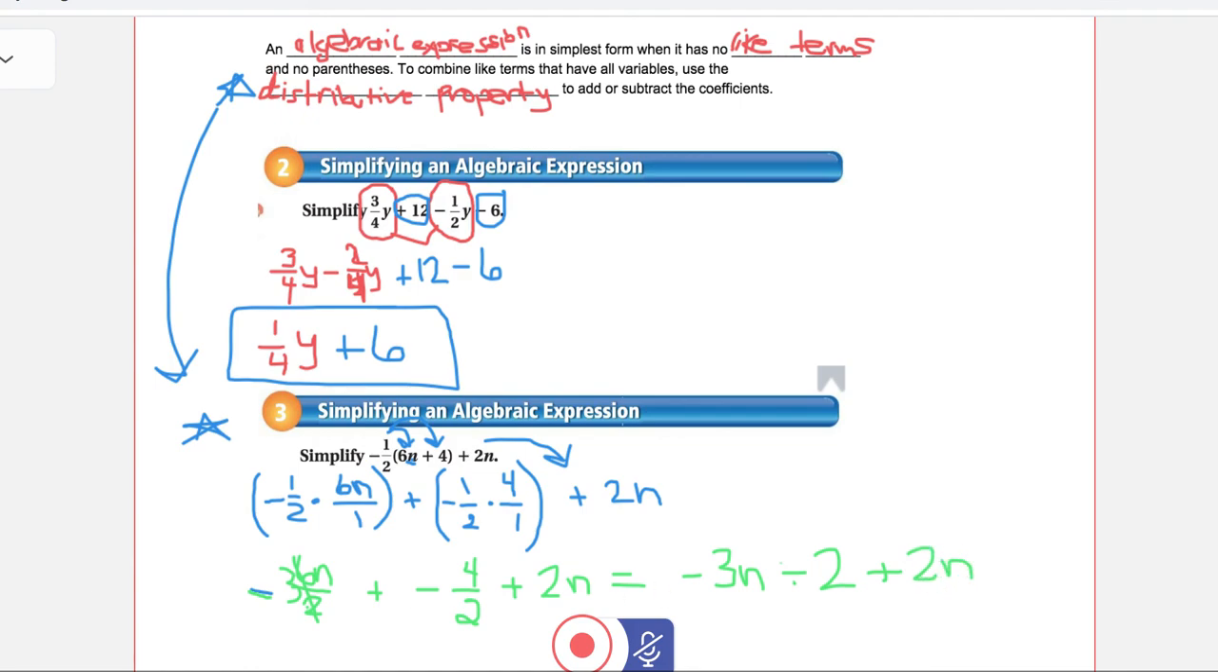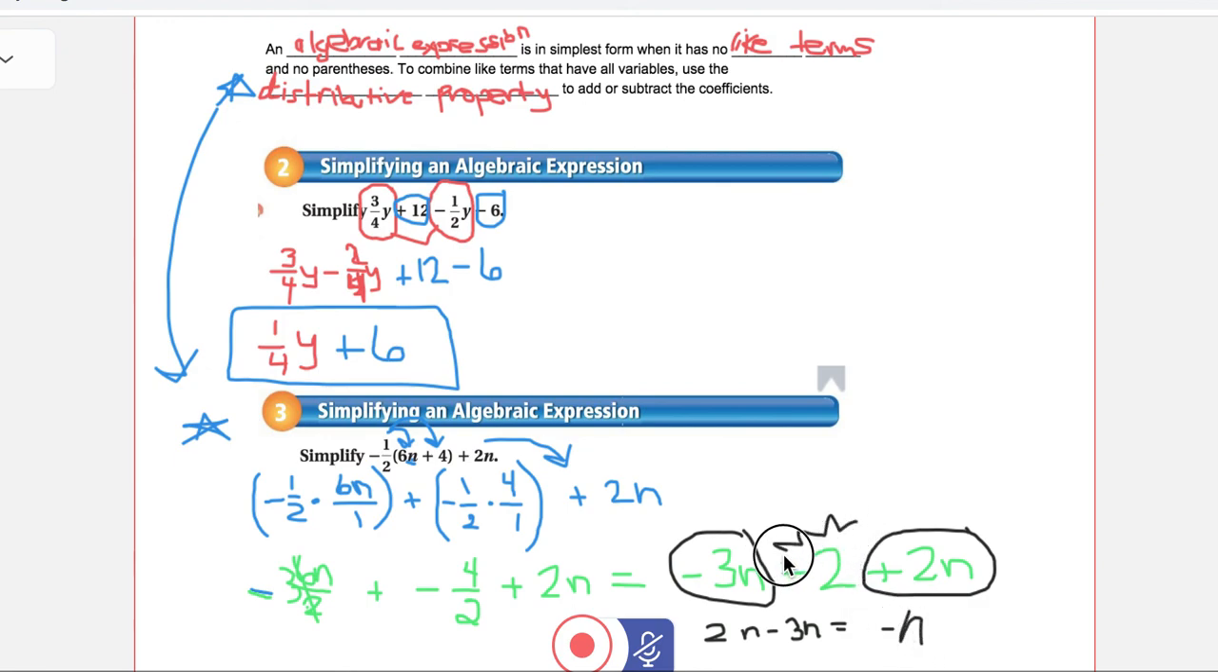So now are there any similar terms I can combine? Yes, I have a minus 3n and a positive 2n. So I can rewrite this as, well, what is 2n minus 3n? That's going to equal a negative 1n, or just a negative n, and then I'm left here with this minus 2. And I can't do any more simplification, so it's a negative n minus 2. So if I were to simplify this entire thing, it would end up being a negative n minus 2, and that is going to be my answer.